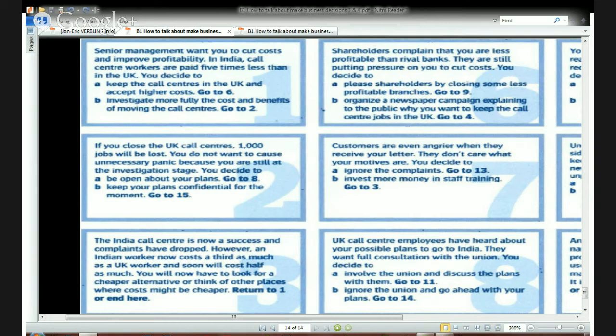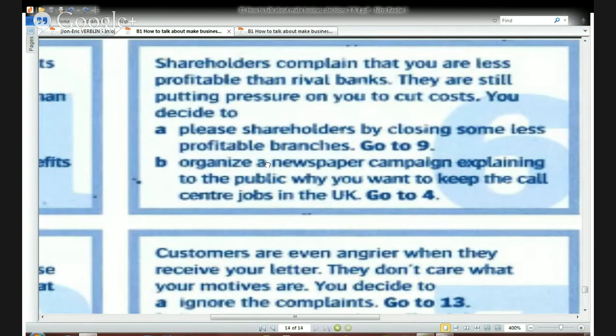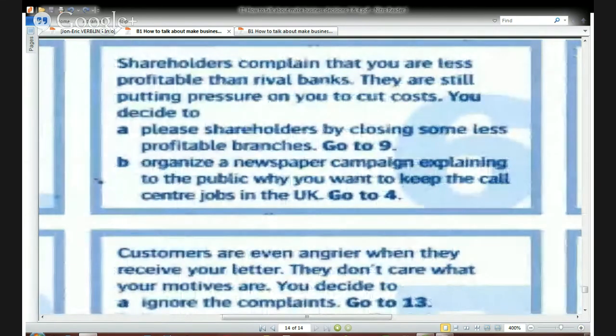Okay, so let's decide now. Are we keeping the call center, or are we going to investigate the costs more fully? Are we keeping the call center in the UK, or are we going to consider outsourcing to India? Maybe I keep the call center in the UK. Well, Anton, if you disagree, you've just been outvoted, because Yuki and Monica have decided to keep the call center. How do you feel about that, Anton? I'm disappointed a bit. Why? Because you've been outvoted.